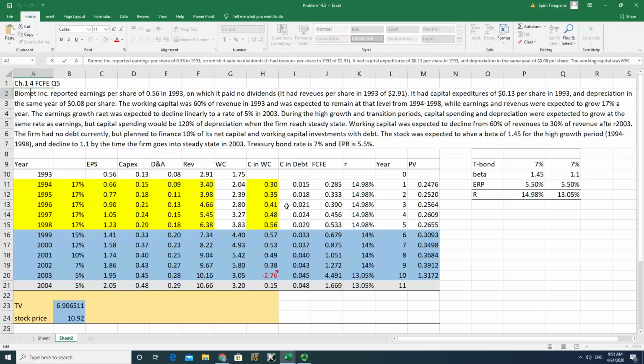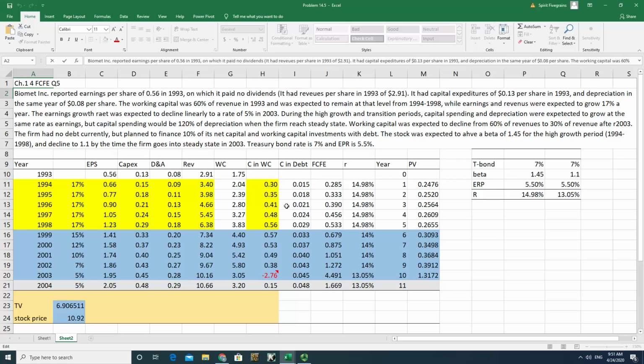In this video, I'm going to show you the process I solved question 5 in chapter 14, which is about the free cash flow to the firm valuation model. Let's read the question. And once again, when you solve a problem, I really like you to reinstate the problem in this Excel spreadsheet so you can check your work in the future with greater convenience.